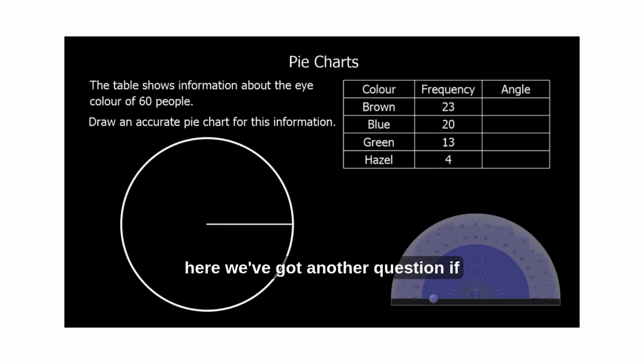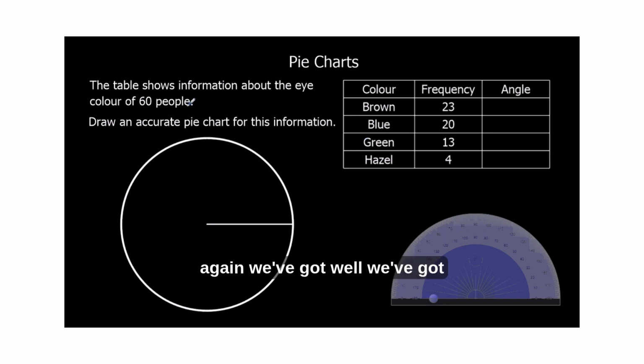Okay, here we've got another question. If you want to pause the video and try and do this yourselves, you can. Otherwise, just keep watching. So the question says, the table shows information about the eye color of 60 people. Draw an accurate pie chart for this information.